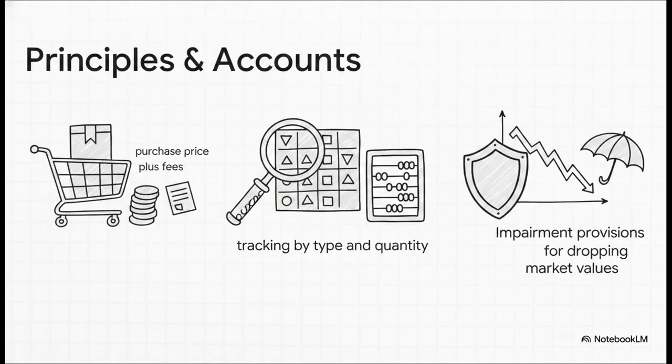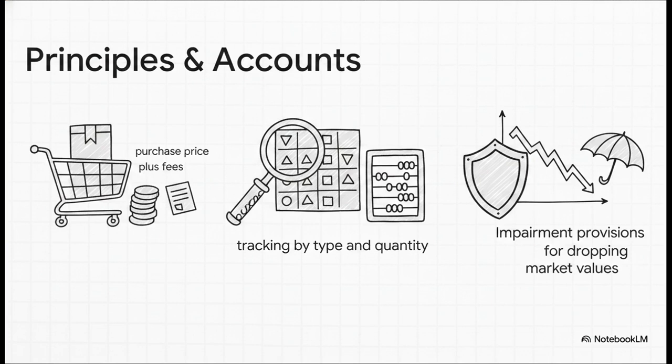Now, for the accounting principles of account 121. Initial recognition is always at historical cost. That means the purchase price plus any direct transaction fees to get it. You got to track these meticulously by type, quantity, and unit price. And if period end rolls around and the market price has dropped below your cost, you have to set up an impairment provision.